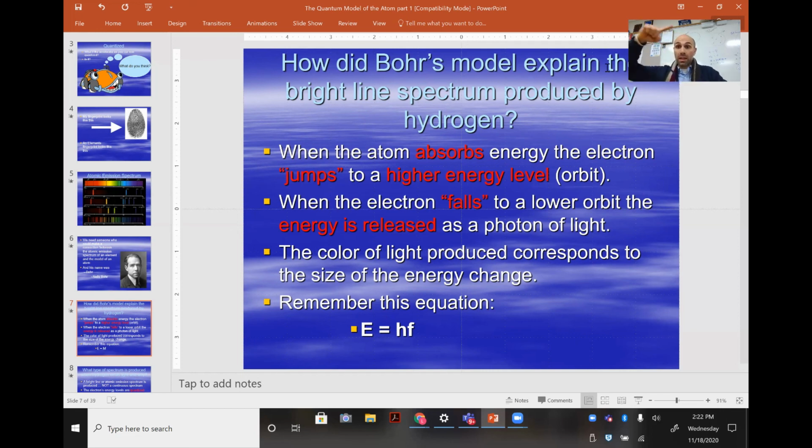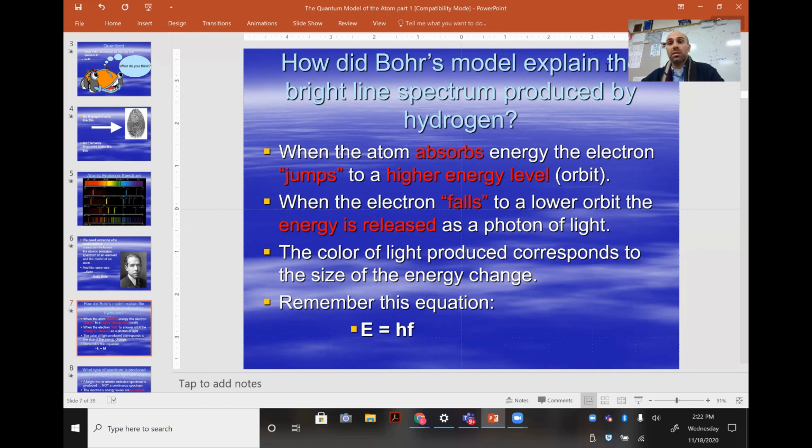Now, how far that electron falls will correspond to the color that's released. If it falls a great distance, it's going to be a higher energy, more violet and blue. If it falls a smaller distance, that's a smaller amount of energy, more red, orange. And don't forget, this relates to our Planck's constant equation, E equals hf.